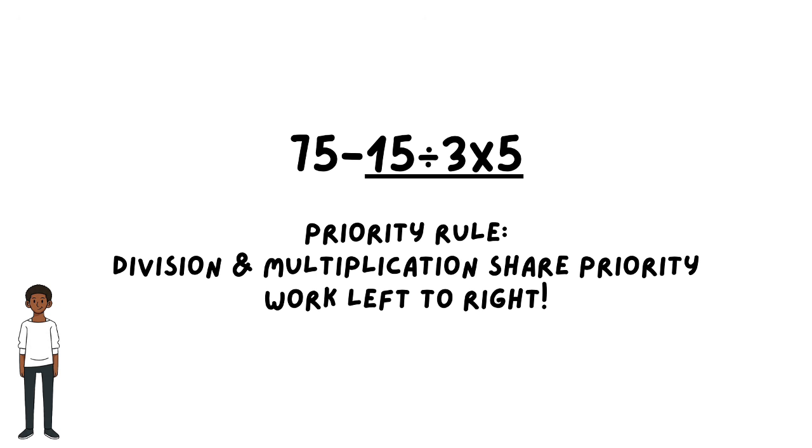According to PEMDAS, division and multiplication take precedence over subtraction. Since division and multiplication have the same level of priority, we work across them strictly from left to right. That means division comes first.